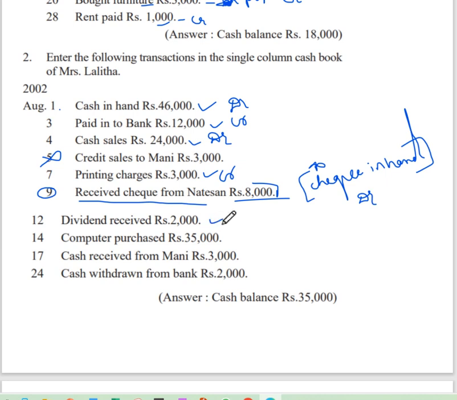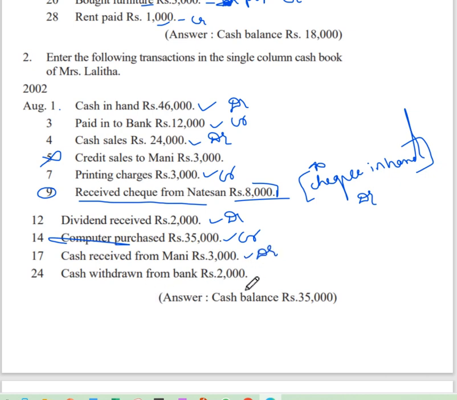Dividend received is a cash receipt, debit side of the cash book. Okay, computer purchase. We have purchased a computer. Whatever we are purchasing, computer is an asset also, that is fine. We consider it as a purchase in the form of cash, and purchases is cash payments. So credit side. Cash received from money. We have received cash. This should be recorded in the debit side.